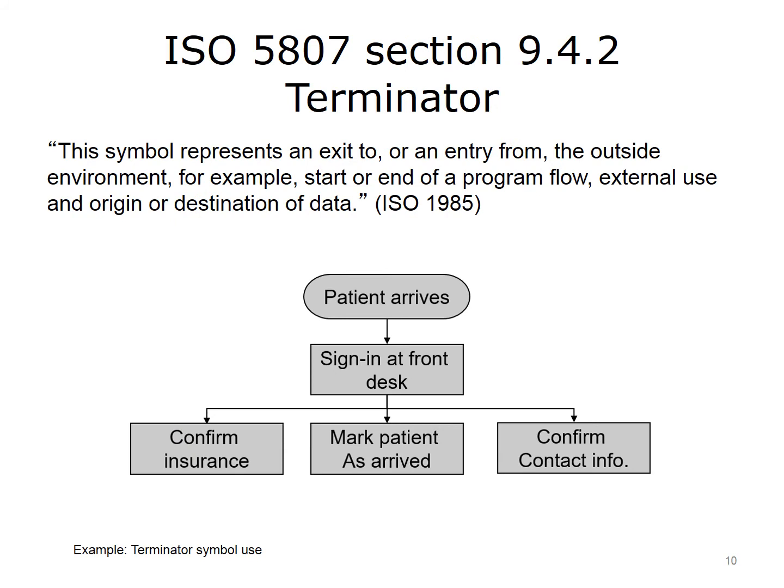This is an example of the Terminator symbol. The Terminator symbol represents an exit to or an entry from the outside environment. For example, start or end of a program flow, external use and origin or destination of data. ISO 1985. This symbol is described in Section 942 of the ISO 5807 documentation. Here the Terminator symbol is used to represent the entry of the patient into the process, healthcare workflow setting.